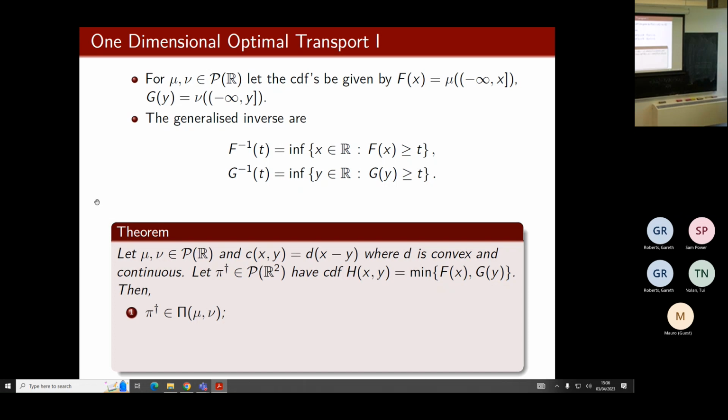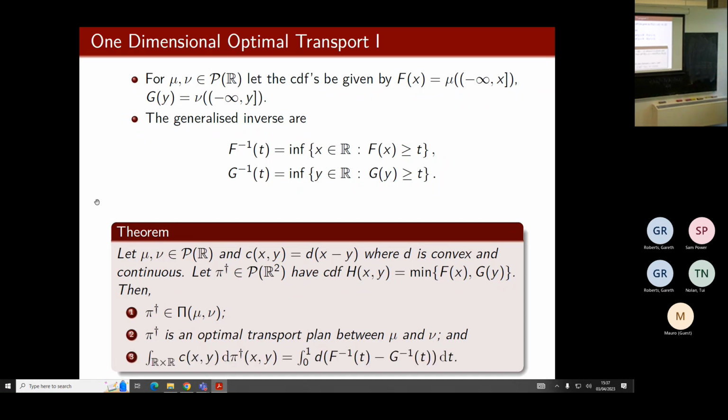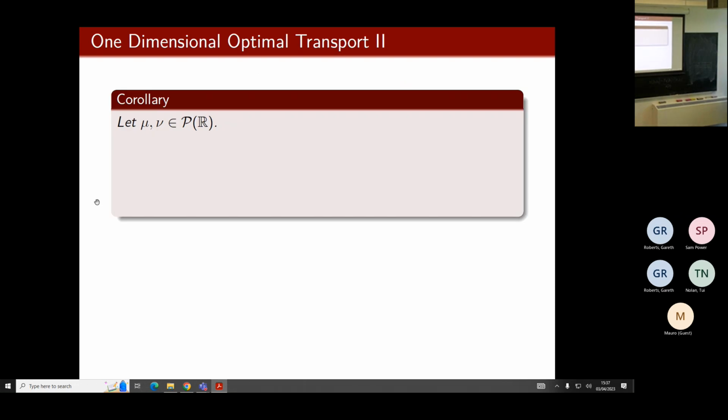So the point is, if I define my pi star like this, I can check that it has the right marginals, but moreover, it's an optimal transport plan between mu and nu. And then it's a little bit of algebra to show that the optimal transport cost can be written as the difference between the inverse CDFs. I think this even simplifies on the next slide.